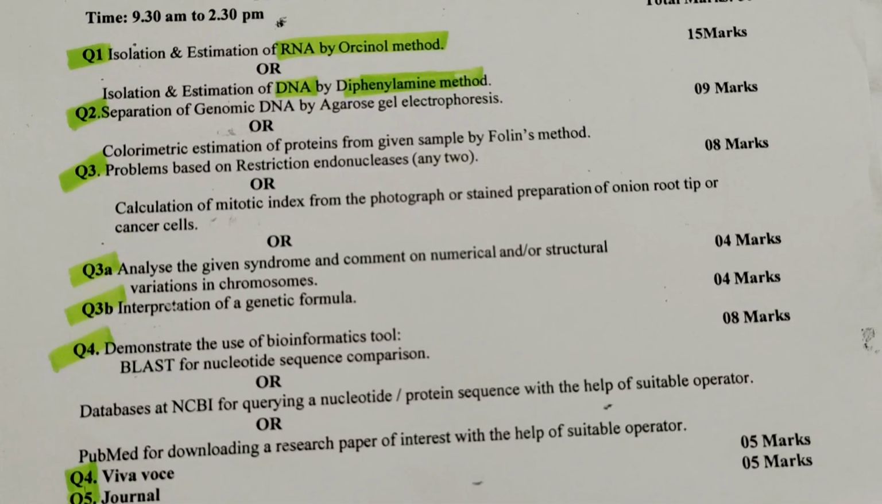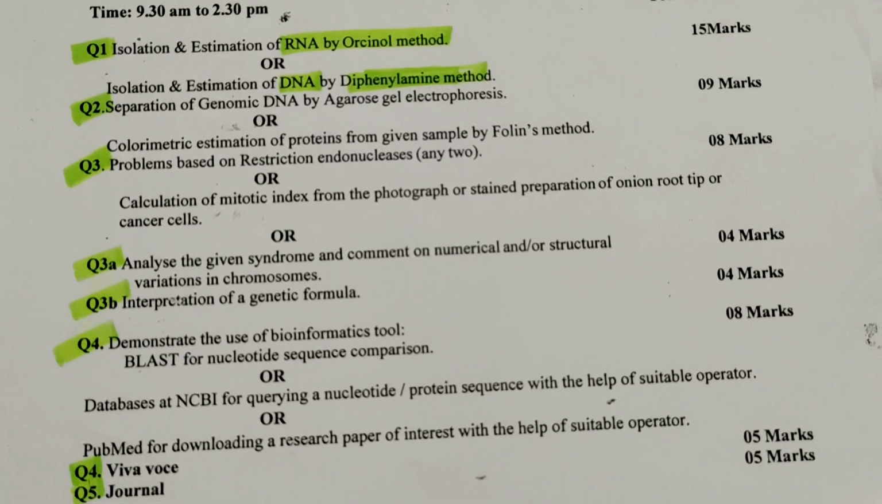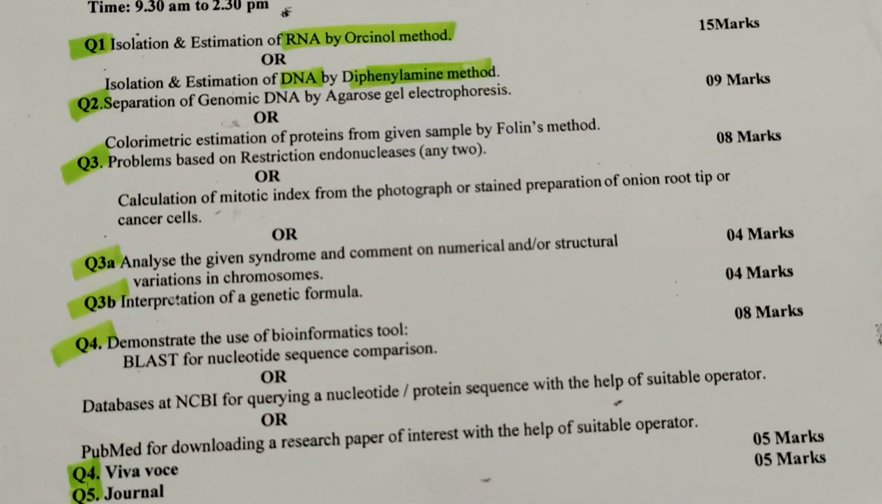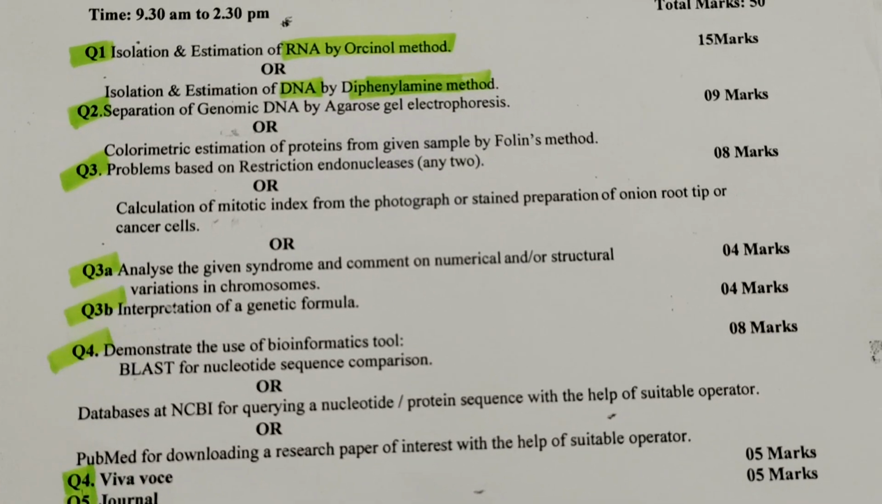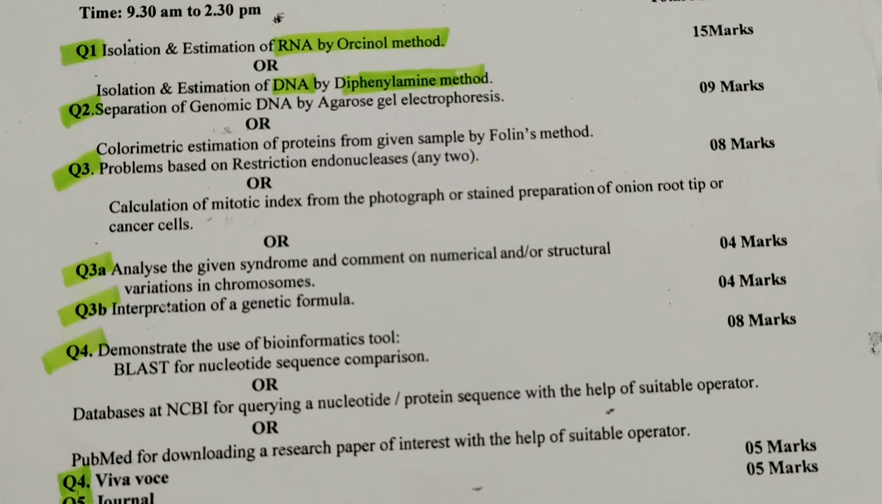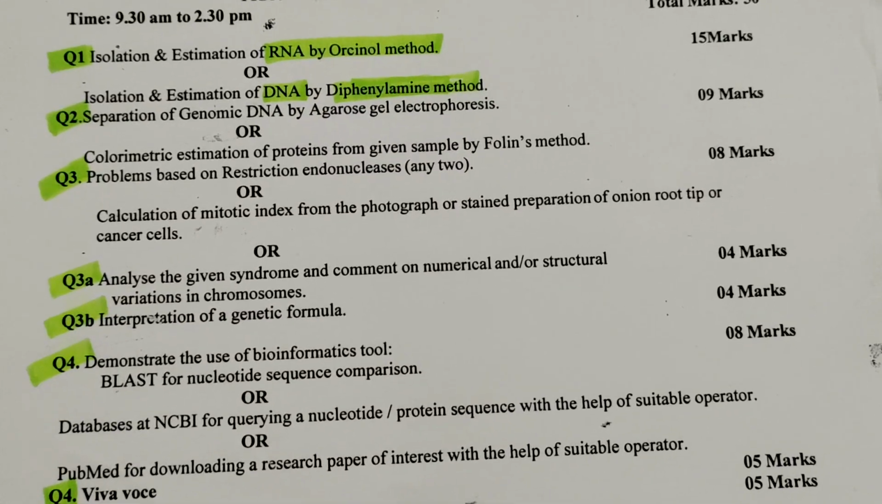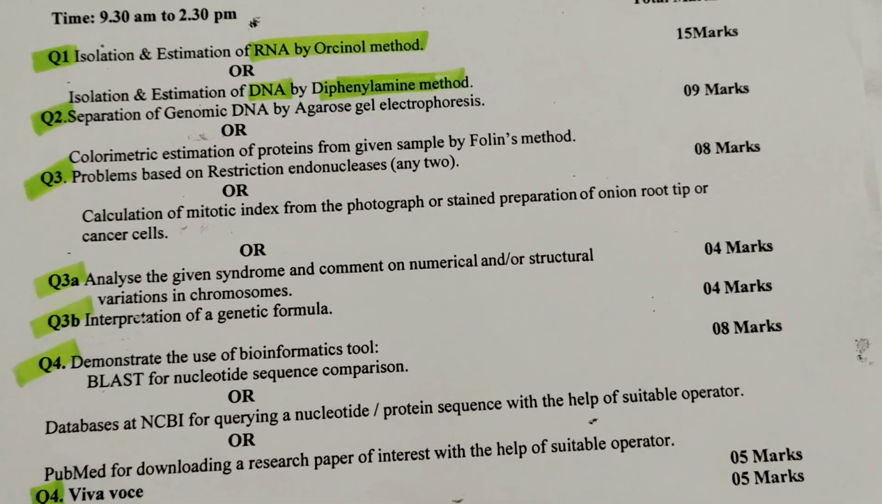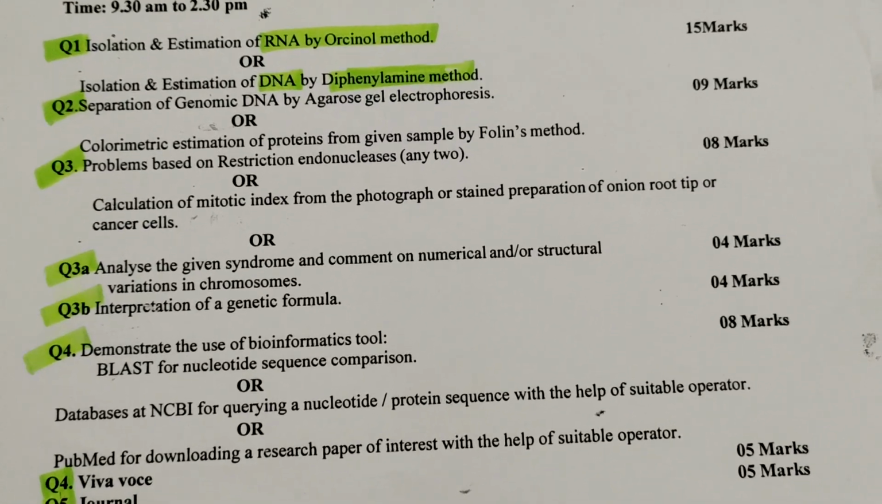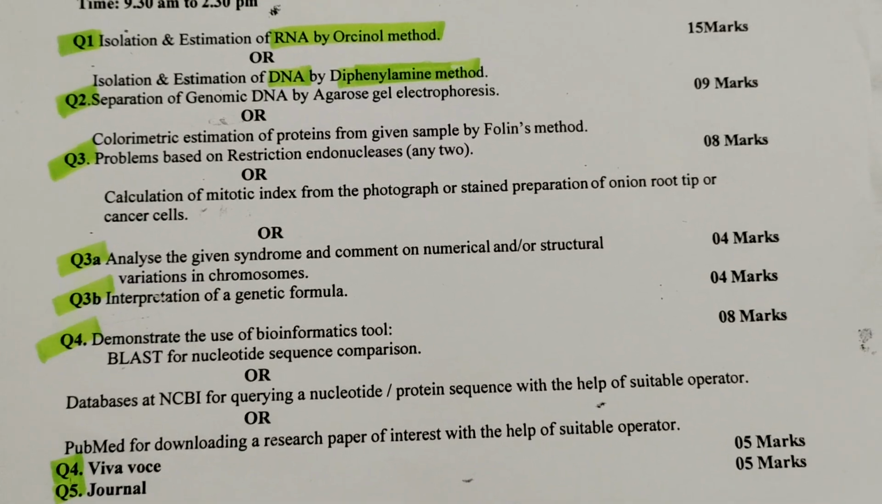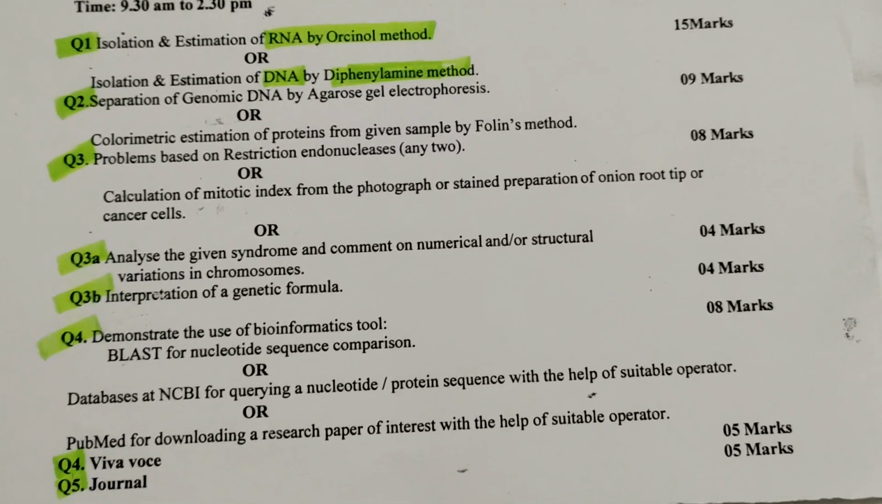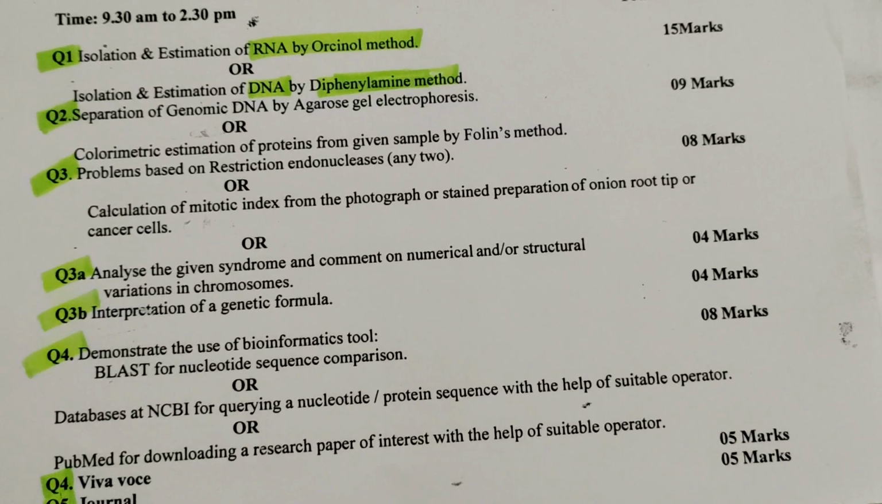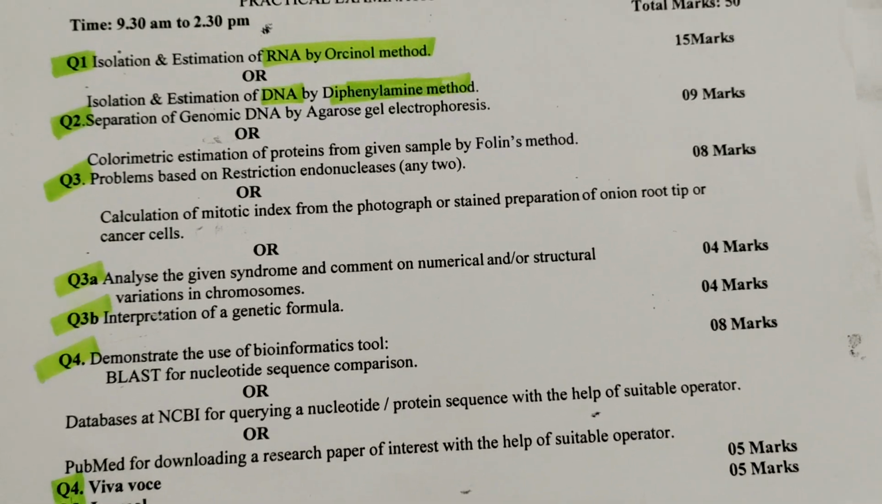So this also you can do by graph method, a standard series followed by extrapolation of the unknown concentration, or you can also make 3 tubes and do the formula method and find out the colorimetric estimation of proteins by Folin's method. So you can find out the concentration of a protein. So question number 2 is either electrophoresis or protein concentration using Folin's method. So it is of 9 marks.